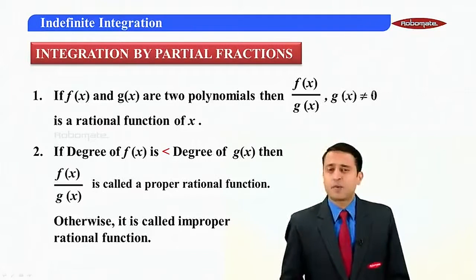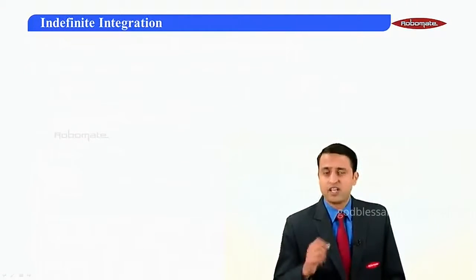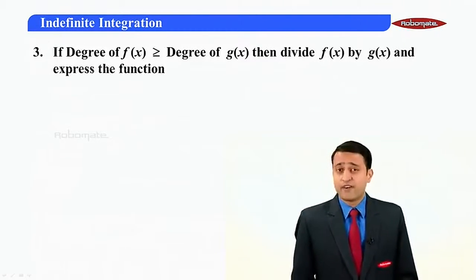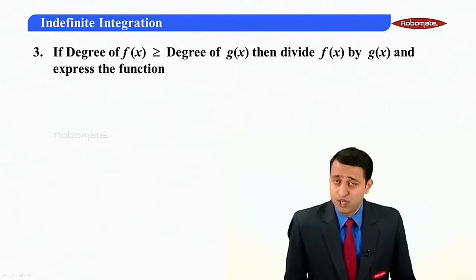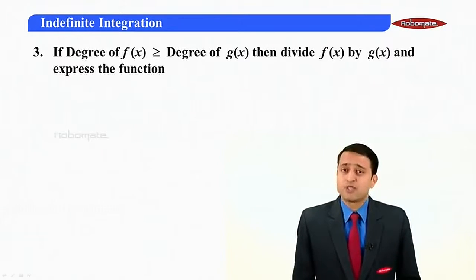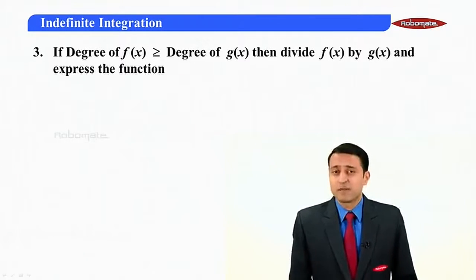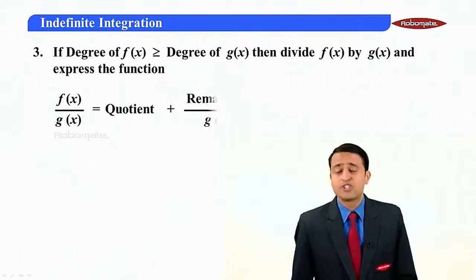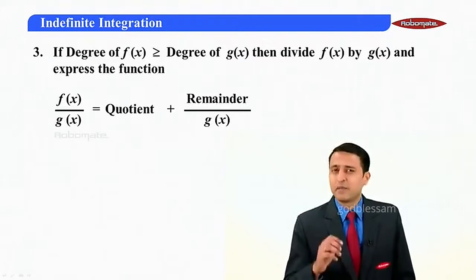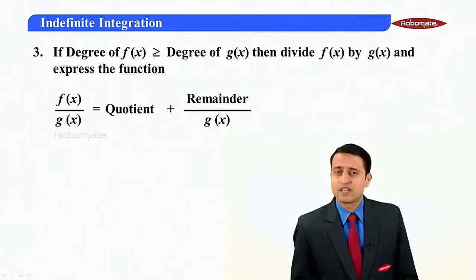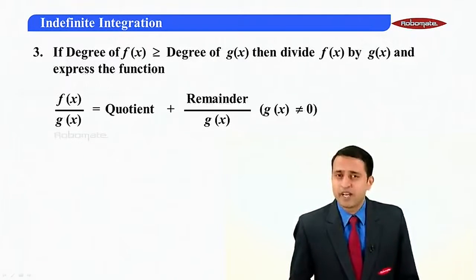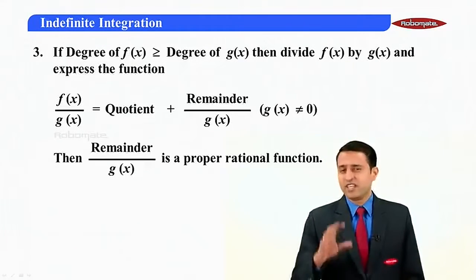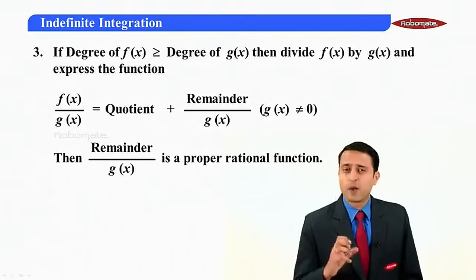Now my dear students, our problem begins if it is an improper rational function. Let's see what is supposed to be done then. In case of an improper rational function, that is, if degree of f of x is greater than or equal to degree of g of x, then divide f of x by g of x and express the function as f of x upon g of x is equal to quotient plus remainder upon g of x. Now remainder will always have degree less than the divisor. So can I say, in this case, remainder upon g of x will be nothing but a proper rational function. These are some basics regarding proper and improper rational function.